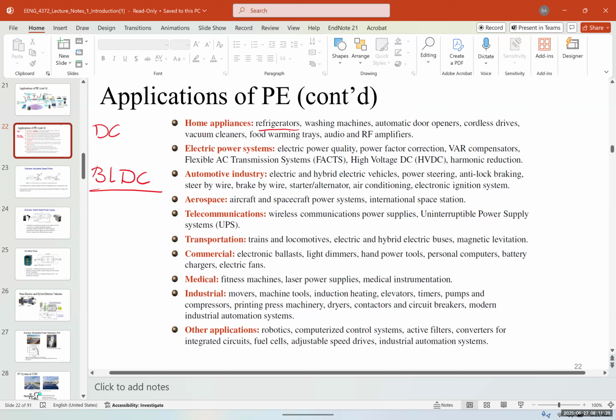Industrials like machine tools, pumps, timers, elevators, induction heating, compressors, press machines, circuit breakers, these modern automation systems, all these robotic arms and robotic systems, servo motors, most of them are controlled with power electronic systems, step motors, servo motors, and so on. And other applications like data centers, converters for integrated circuits, fuel cells, adjustable speed drivers, industrial automation system, robotics, and so on.